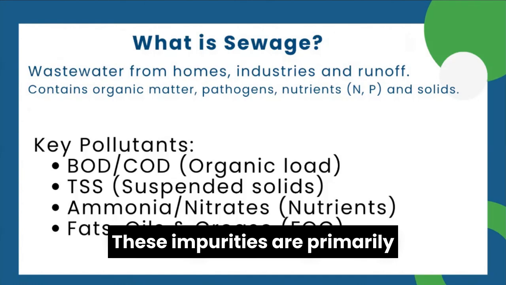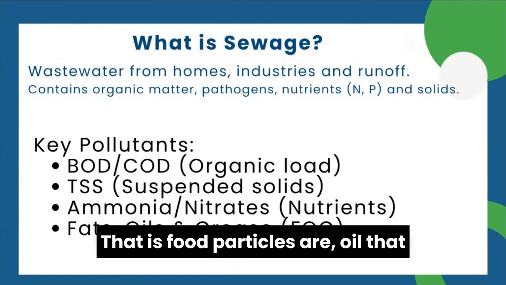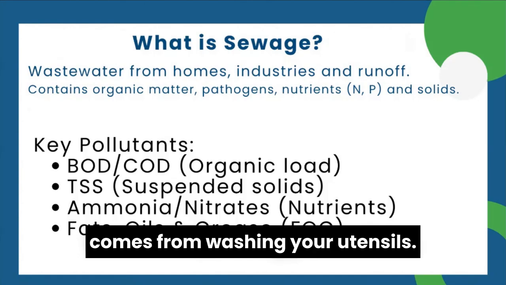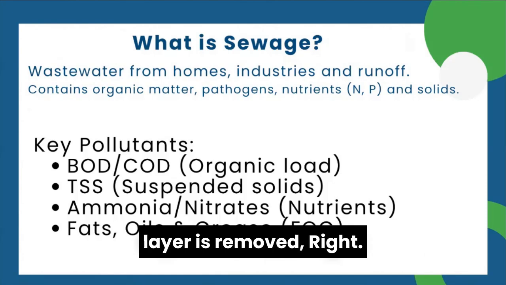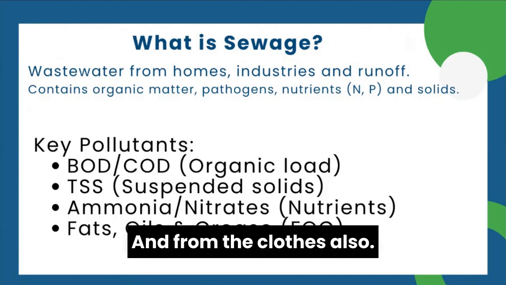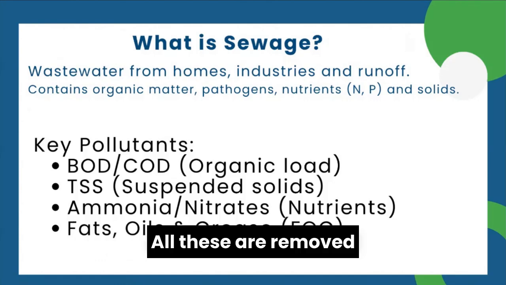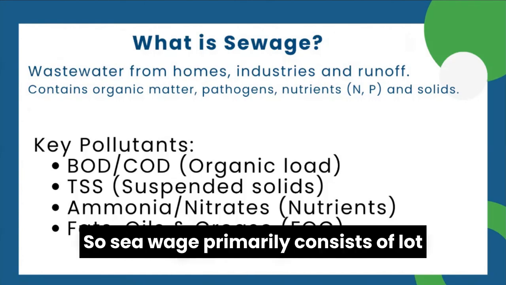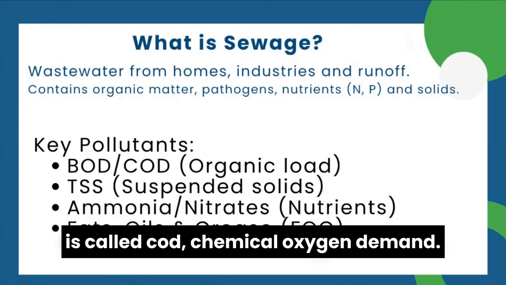And what does this impurity comprise of? These impurities are primarily physical impurities, right? That is food particles, or oil that comes from your cooking or oil that comes from washing your utensils. And when we bathe, the oil layer, the grease layer, is removed from our body. And from the clothes also, what you are removing when you are washing a cloth is dirt and grease. All these are removed when you use a detergent. So sewage primarily consists of a lot of detergent, which contributes to what is called COD, chemical oxygen demand.